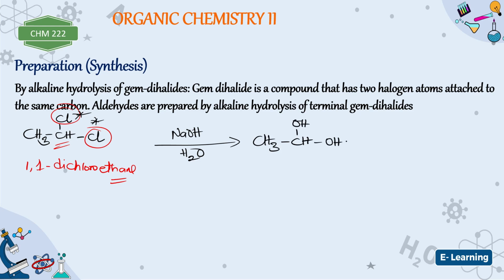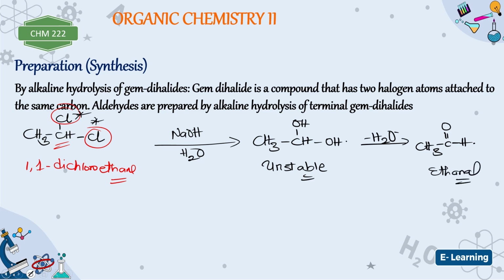Now this compound also is unstable. So what will happen is that water will be removed from here by dehydration. Now if water is removed from here, this is going to give us CH3, C double bond O, hydrogen, which is ethanal. Now how do you remove water from here? Remove OH from here, remove hydrogen from here, a double bond will be formed here. Is that okay? So that will give us the ethanal.